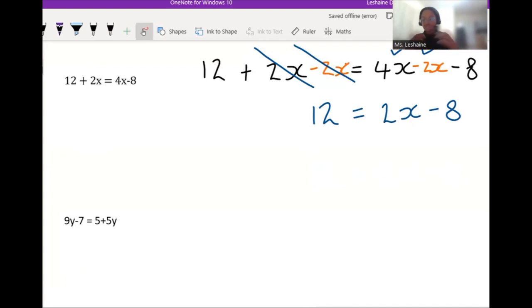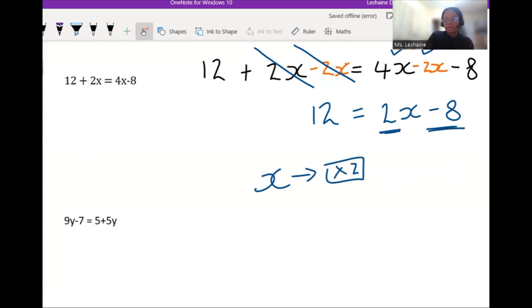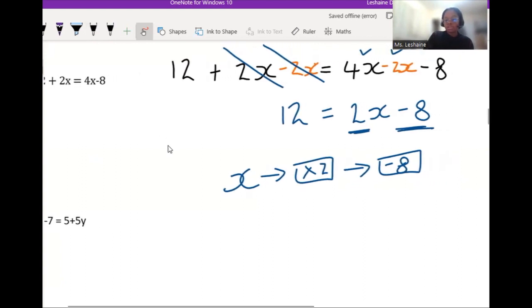So I'm not finished with this problem because now I have 12 is equal to 2x minus 8. There are several ways that we can solve this. I am going to solve this by the flowchart method that we were doing earlier, just because we would have already started it and I want to make sure that you're still understanding. So what is happening to my x? I am multiplying it by 2, and then I am subtracting an 8. So all I'm doing is writing down what is happening to my variable. I multiplied it by 2, then I subtracted an 8, and it gave me a 12.